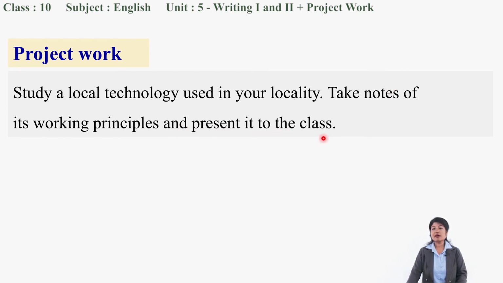And that can be presented to your class. Okay, this will be a very big project for you. If you do it sincerely, it would be a very nice project to perform, to exhibit in the class and at any of the programs.